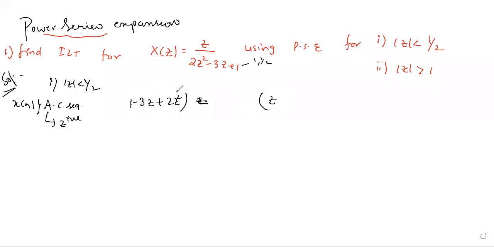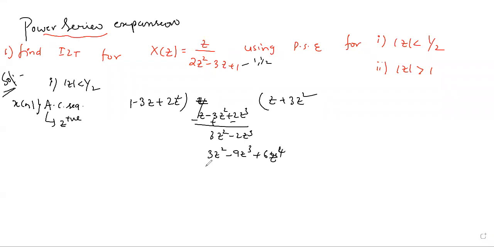Now multiply the total divisor with the term z: z minus 3z square plus 2z cube. Minus, plus, minus, subtraction: 3z square minus 2z cube. Next, 3z square has to get cancelled, so we can select 3z square. Now multiply this total term: 3z square minus 9z cube plus 6z power 4. Now again cancellation, minus, plus, minus.